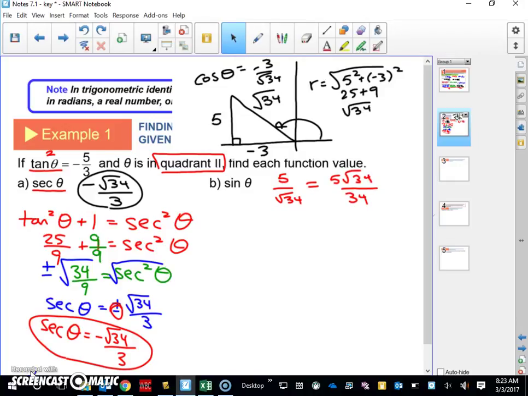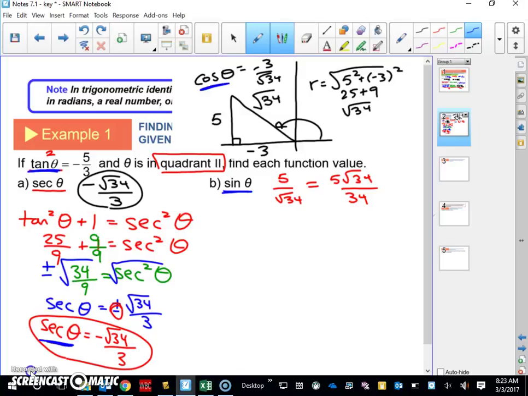And now again, it kind of stinks because we're not really supposed to be using the picture. We're supposed to be using formulas. We're supposed to be using identities. So look at what you want to know. We want to know sine theta. Look at what you already know. We know tangent theta. But we also know secant theta because we just found it in the last part.